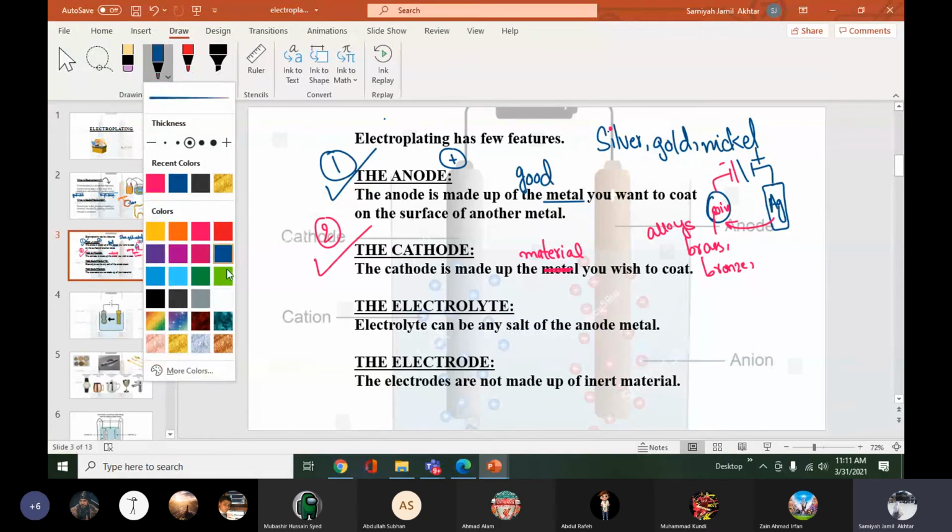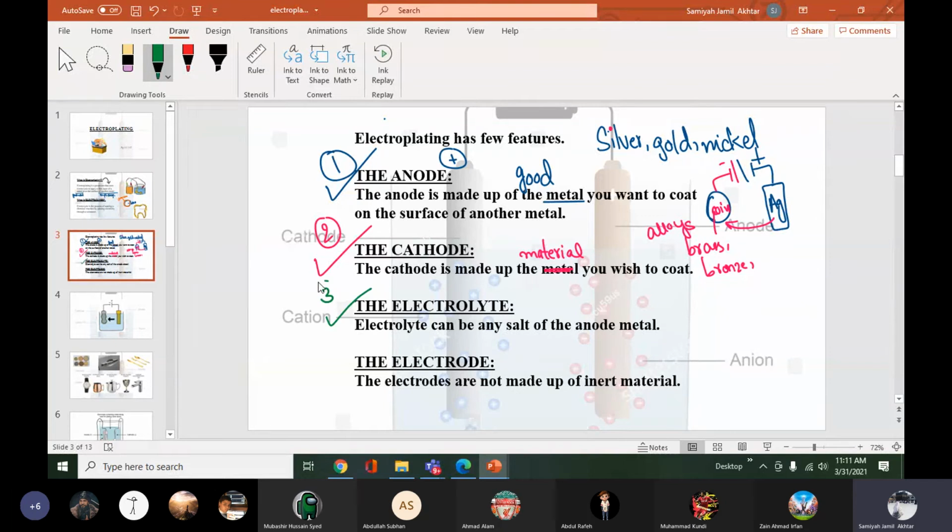The third thing is the electrolyte. The electrolyte is the solution which we use. There has to be a solution also, which can transfer the ions from one place to another. The electrolyte can be any salt of the anode metal. At the anode we are using the good metal which we want to coat, so in the electrolyte we can take any salt of that metal. In this example the anode is silver.